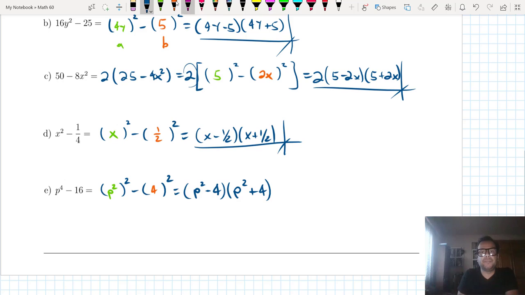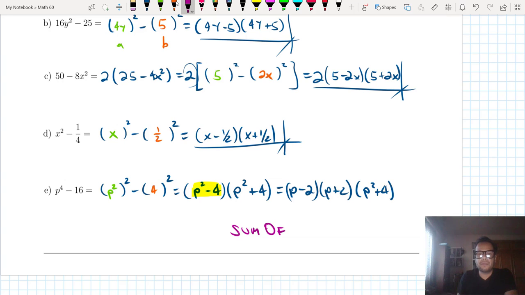Notice in this case we can still break this one up as another difference of squares, which factors as p minus 2 times p plus 2. We are going to leave this p squared plus 4 like this because this is a sum of squares, and sums of squares cannot be factored any further.